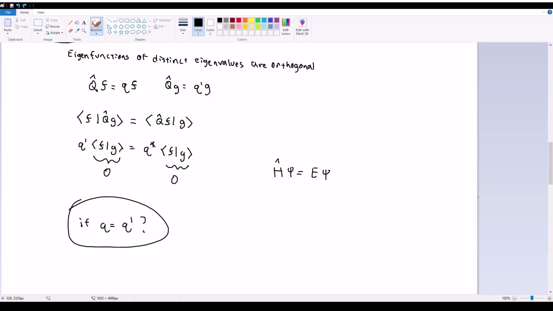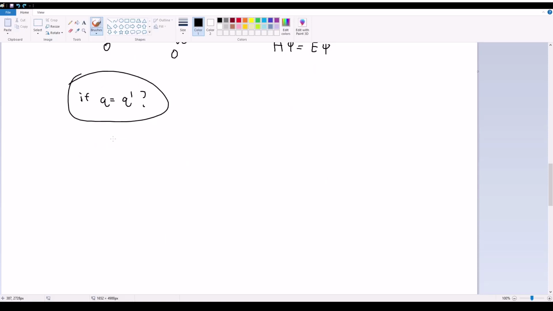It doesn't help us. However, it turns out, and this is something that you're going to have to take Griffiths' word for, that if you have eigenfunctions that share the same eigenvalue, any linear combination of them is itself also an eigenfunction with the same eigenvalue. So let's visualize this.